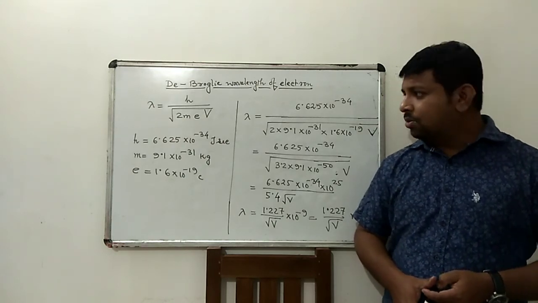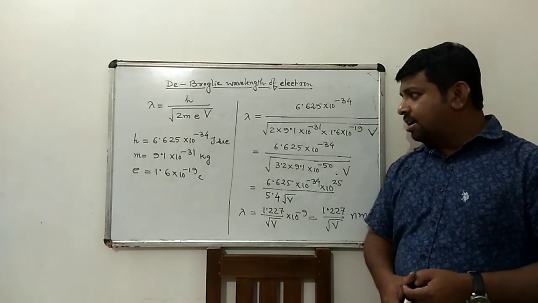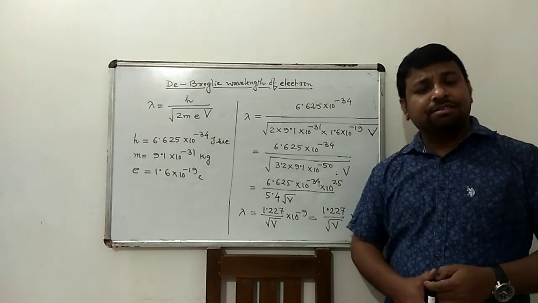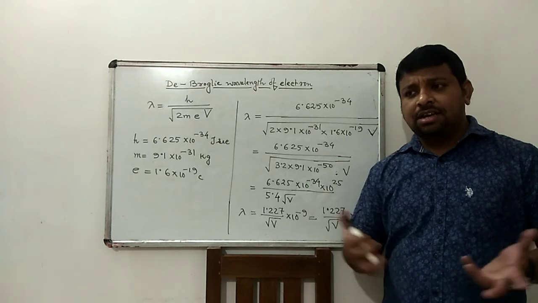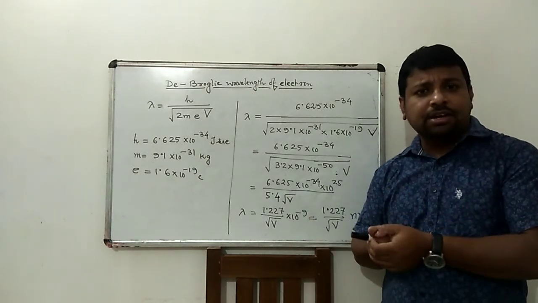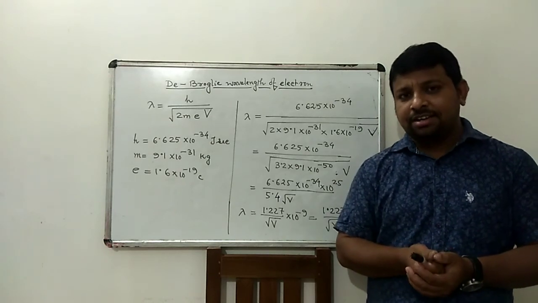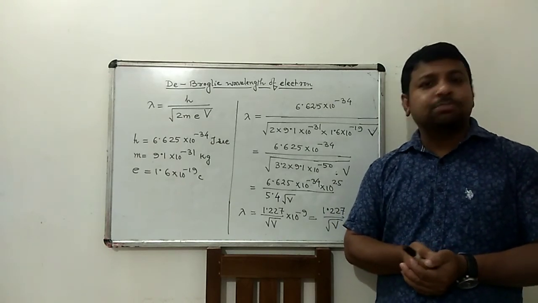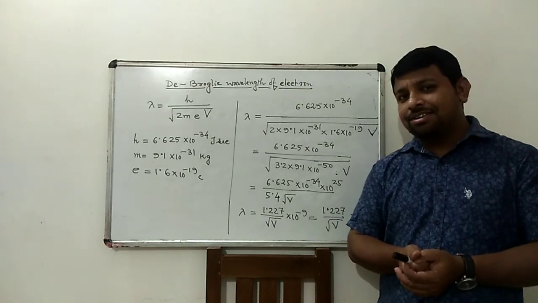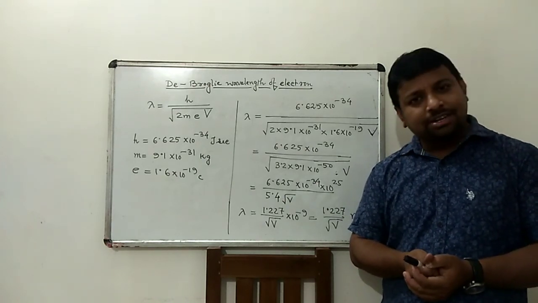Okay, so this is the last part of the dual nature of matter and radiation, and already we know the different phenomena, in this case the photoelectric effect, and different scientists explained this: Hertz, Hallwachs, Lenard, and Einstein on the photoelectric effect.